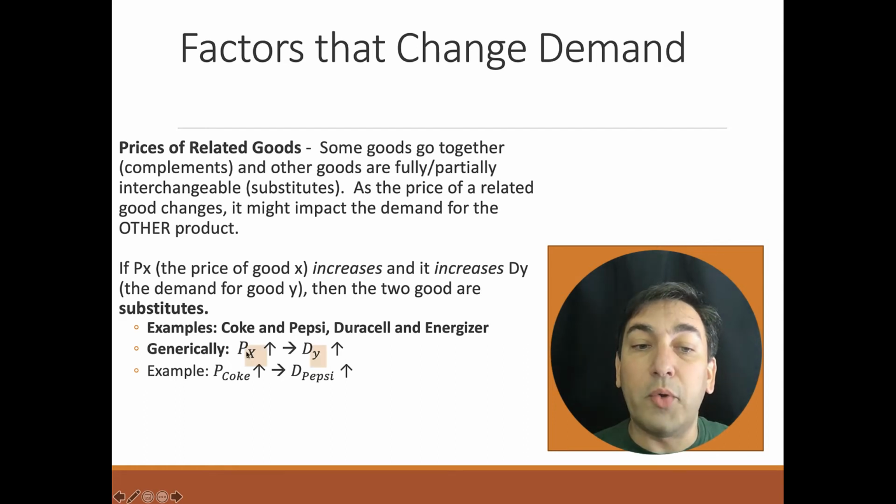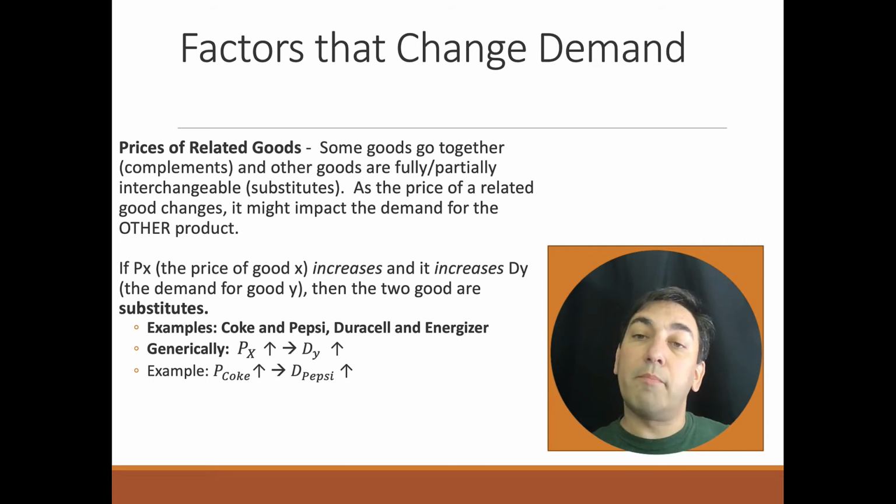Notice here what I'm doing. The price of X, if the price of X goes up, it impacts the demand for the other. If both of these were X's, if the price of Coke went up, we wouldn't be talking about the demand for Coke, we'd be talking about the quantity demanded for Coke.